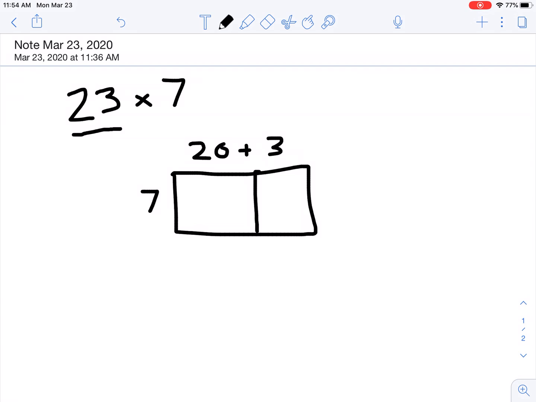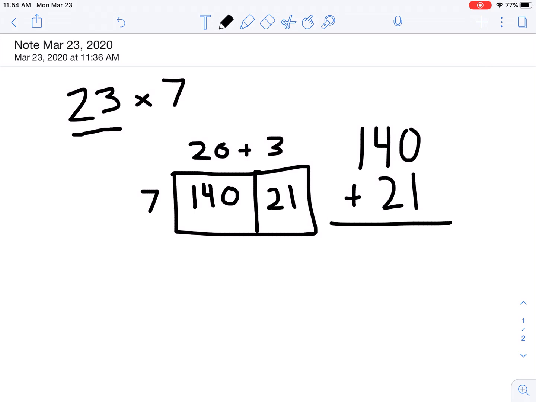So first thing I'm going to do is 20 times 7. I'm going to put it in this box on the left. I know that 2 times 7 is 14. So 20 times 7 must be 140. And then in this box on the right, I'm going to put 3 times 7, which equals 21. So now my final step is to take the two products that are inside the box and add them. So my answer to this problem is 161.